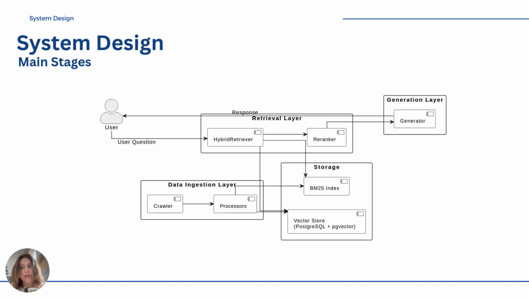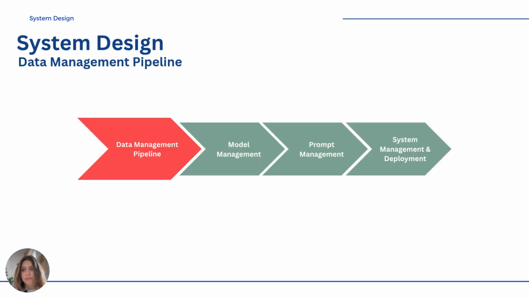So we see how we get the user question, it lands into our hybrid retriever where it fetches candidate documents from both a vector store and a BM25 index. Then we have a re-ranker to refine the relevance. The selected documents go into the generation layer where the generator produces the final answer. So it looks easy. It sounds also not extremely complicated, but we will go into the details of each step. And we start with a data management pipeline.